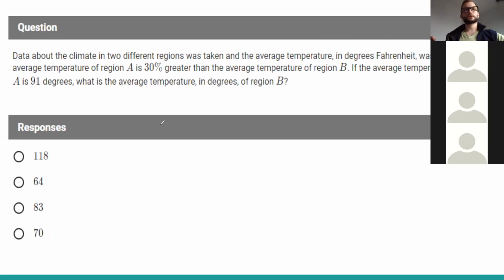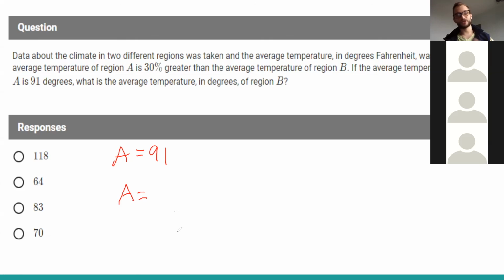All right, here's what's going on. They said the average temperature of A is 91 degrees, so we know A is 91. What else did they say? They said A is 30% greater than B. So how do we write that? Whenever you're taking a discount, you're subtracting from 1.